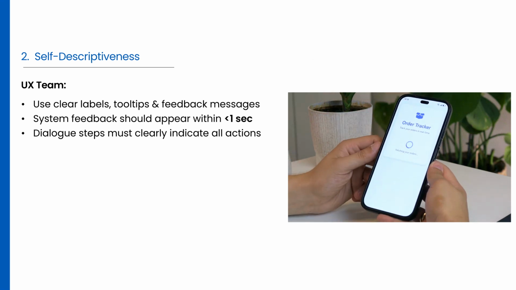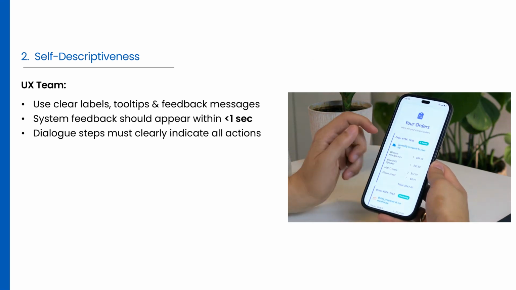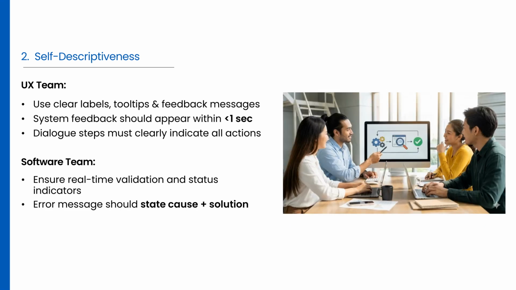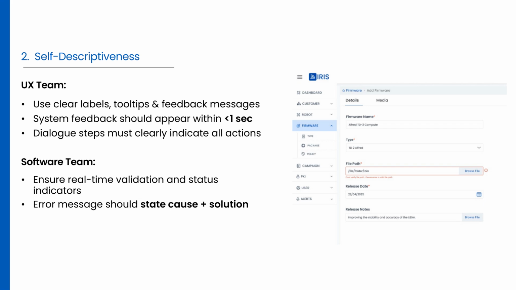System feedback must appear within 1 second of user actions to maintain clarity and responsiveness. The software team must ensure real-time validation and provide clear status indicators such as loading, success, and error states. Error messages must clearly state the cause and provide a solution, and generic messages must not be used.